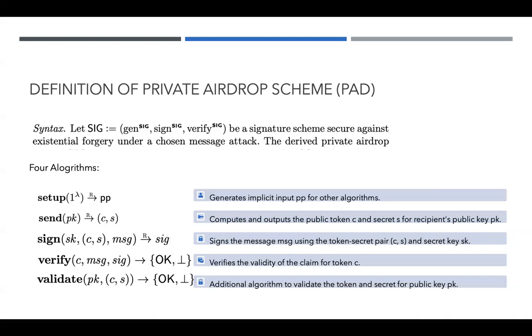It computes and outputs the public token C and secret S for the recipient's public key PK. The next one signs the message using the token secret pair CS and secret key SK. The next one verifies the validity of the claim for token C. The last one is validate. The additional algorithm is to validate the token and secret for the public key.